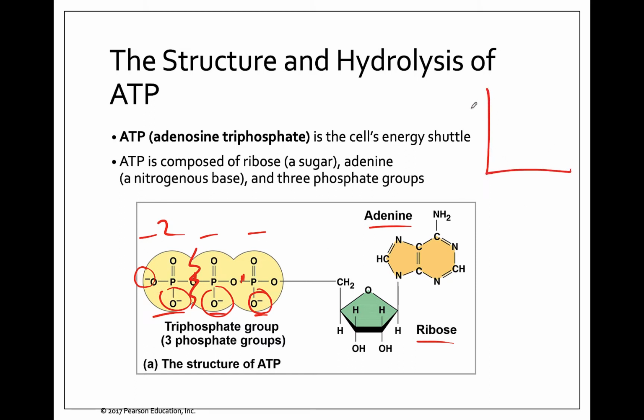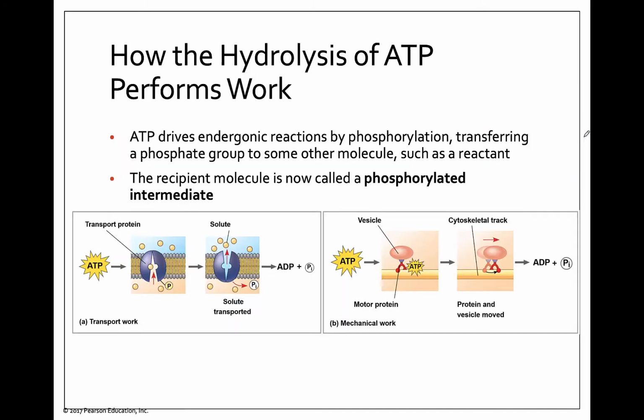So here's our free energy graph. We have ATP and ADP. ATP has a high free energy and ADP has a low free energy. So when we do this, we're going to release energy, and it's going to allow us to take that energy and use it to power other reactions. And this usually happens by creating some kind of phosphorylated intermediate.